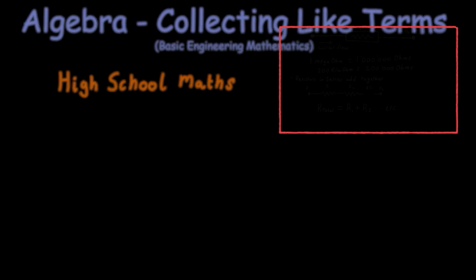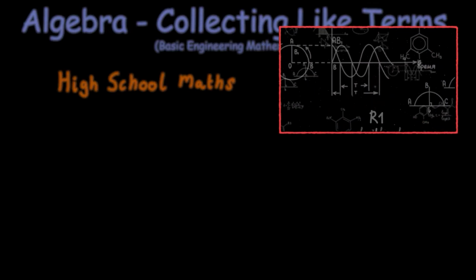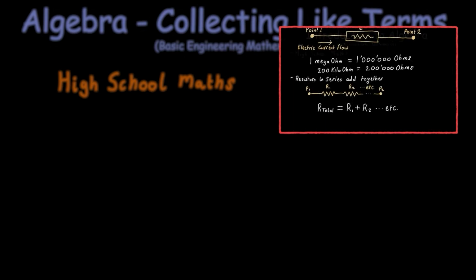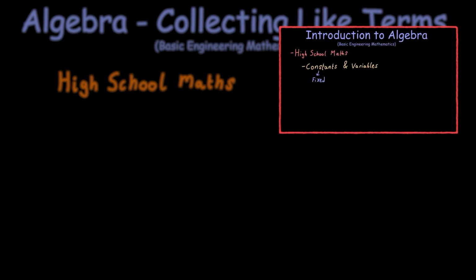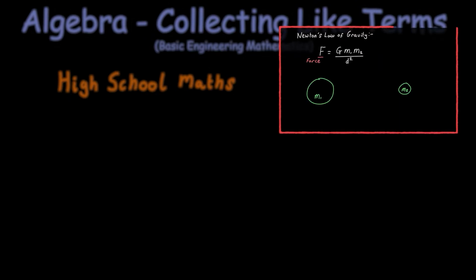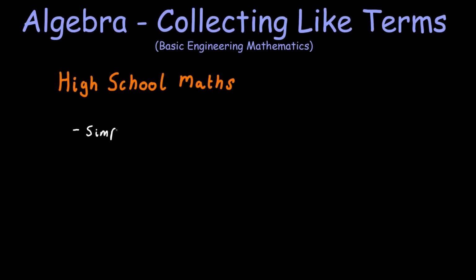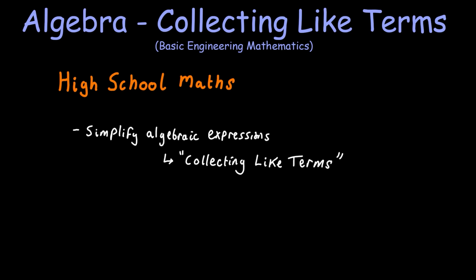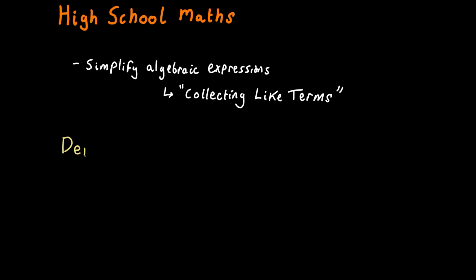In my last algebra video, which you can view in the card above, I briefly explained the usefulness of algebraic equations and gave a couple of examples. But in this video, I'm going to explain how to simplify algebraic expressions through a process called collecting like terms. But there are a couple of definitions that I need to outline first.